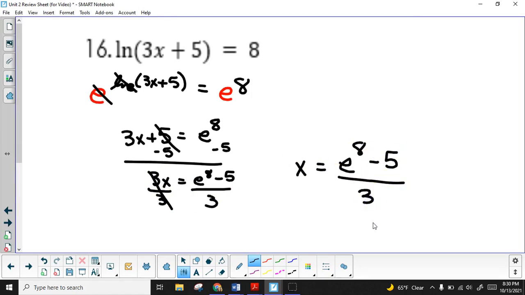There is, of course, a decimal value for that, but we're going to leave it an exact answer right here, so we do not need to go to our calculator for that.